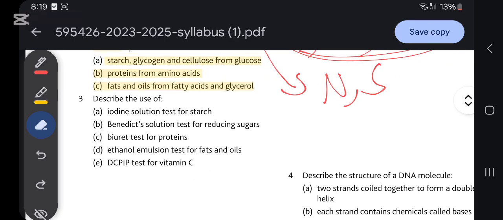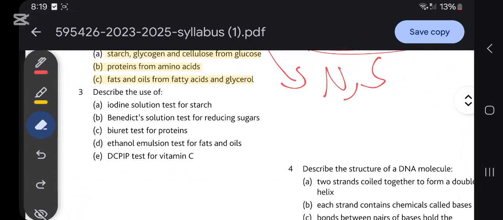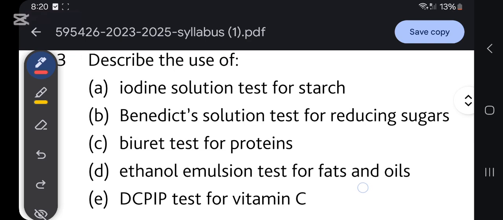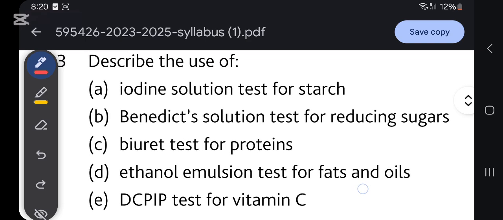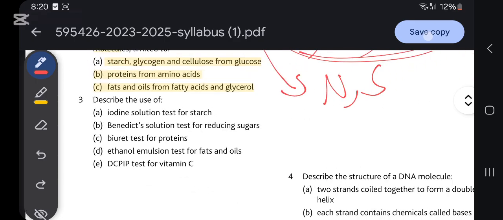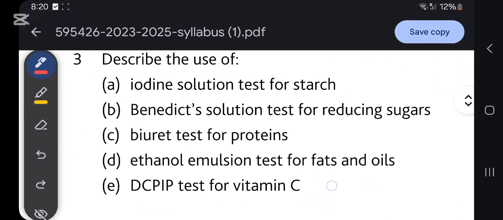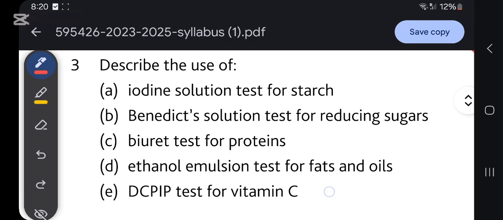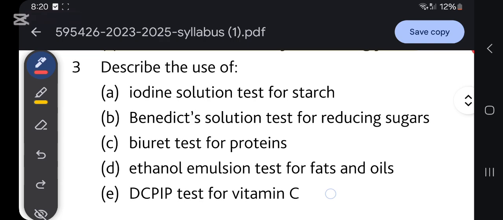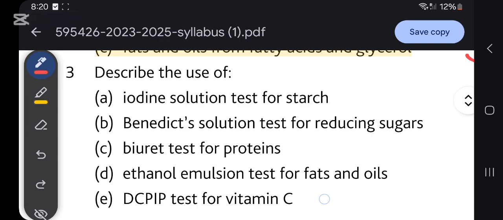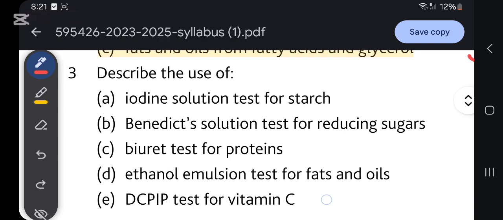All right. Next, we have Benedict solution. I'll just discuss it, writing is going to take a lot of time. Benedict solution is used for reducing sugars. Basically, you heat it in a water bath up to 80 degrees Celsius, and then Benedict solution undergoes a range of colors: it can go green, yellow, orange to brick red. Depending on the concentration of the sugar, it goes through a range of colors.